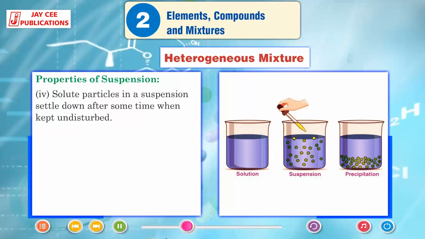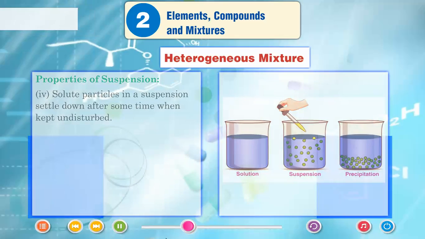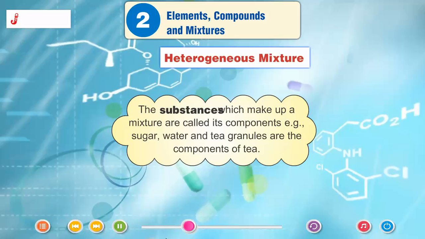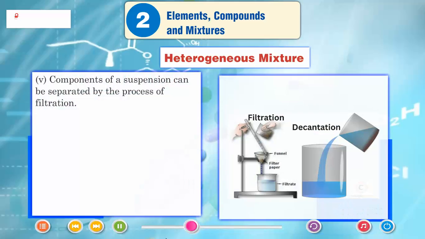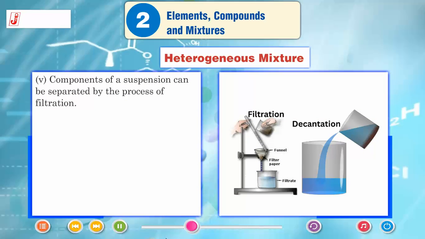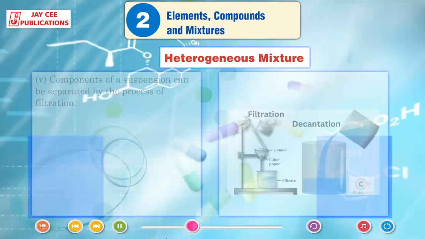Solute particles in a suspension settle down after some time when kept undisturbed. The substances which make up a mixture are called its components. Example, sugar, water and tea granules are the components of tea. Components of a suspension can be separated by the process of filtration.